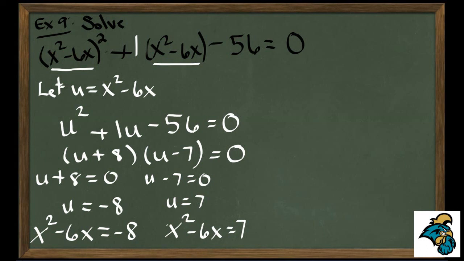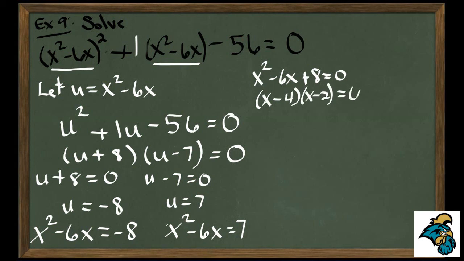So the first one, the x squared minus 6x equals negative 8, I'm going to move the 8 to the left-hand side to get it in a nice form for us. That gives me x squared minus 6x plus 8 equals 0. Go ahead and factor that. My factors are going to be x minus 4 and x minus 2. Set those both equal to 0, and I get the solutions x equals 4 and x equals 2.